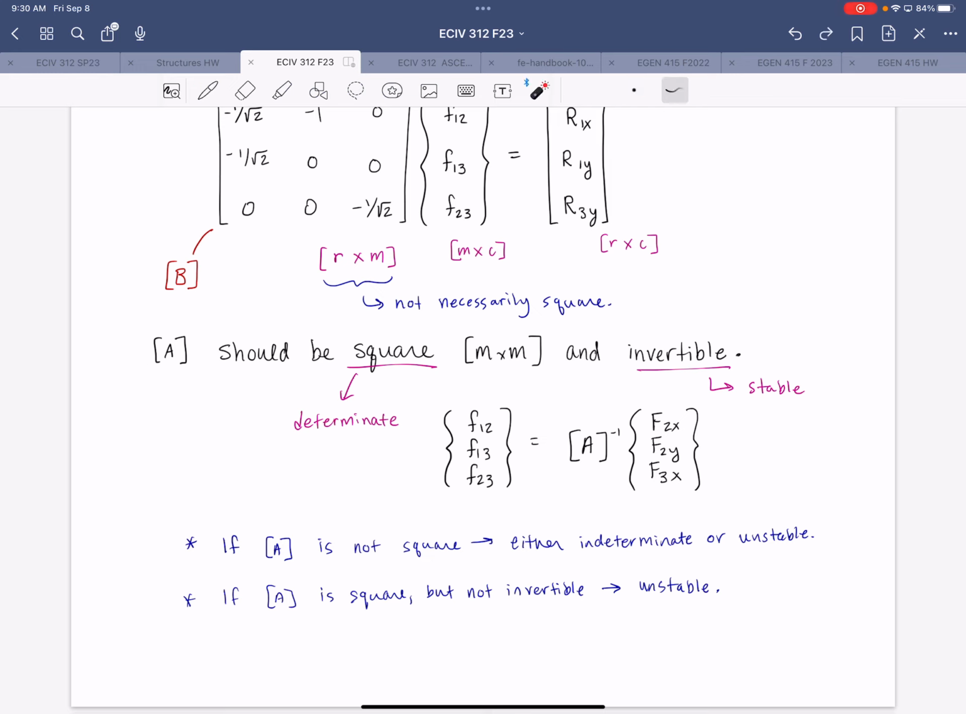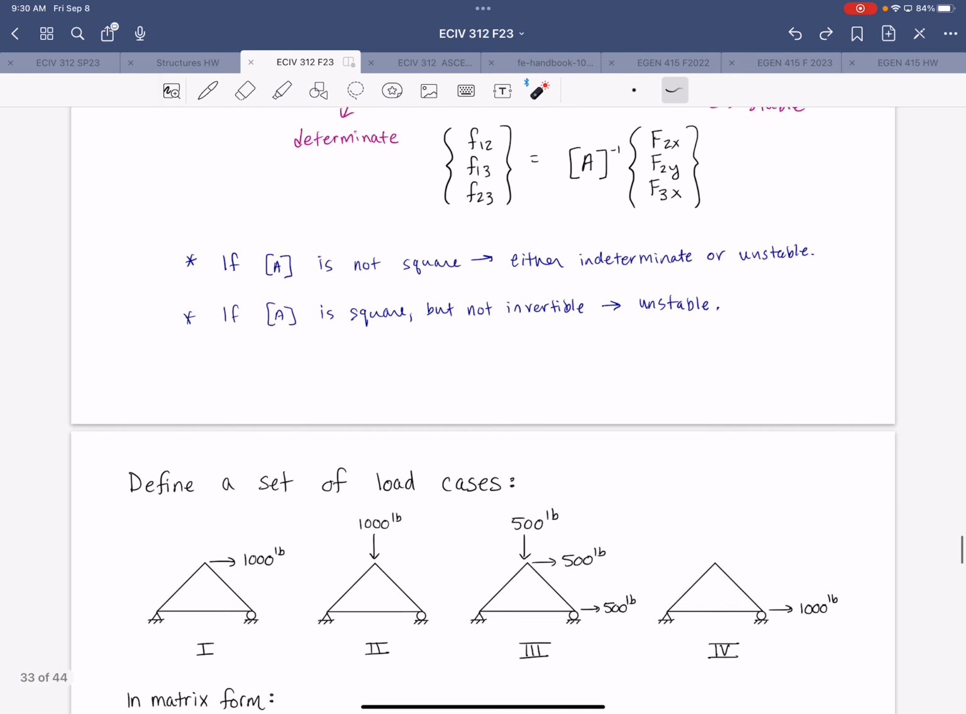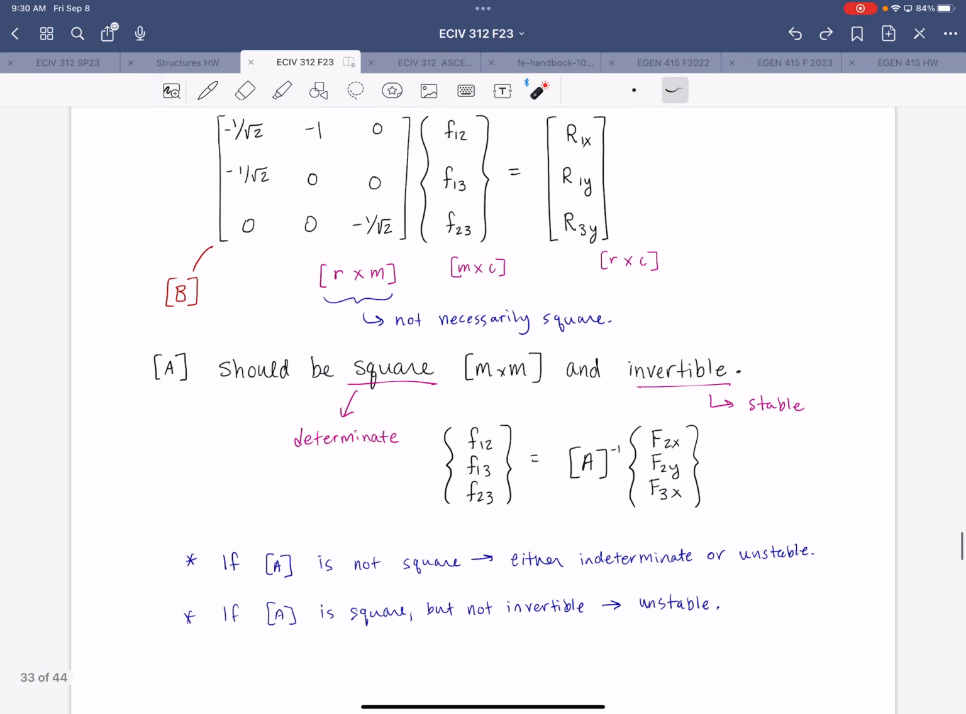However, you should understand the implications of what happens if one of these conditions occurs. If it's not square, or square but not invertible, what does that mean? All right, any other questions so far?